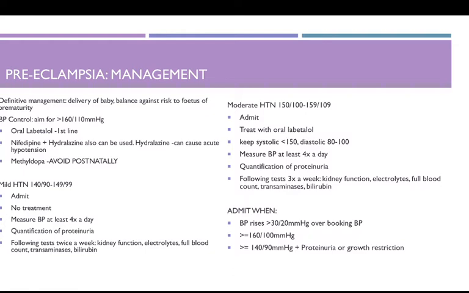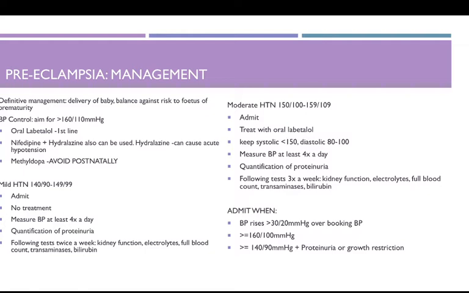So if a patient comes in with mild hypertension, so their blood pressure is between 140 over 90 to 149 over 99, but they have proteinuria greater than 0.3 grams in a 24-hour period, they need to be admitted because they have preeclampsia, and all patients with preeclampsia need to be admitted. They don't need any treatment for their blood pressure. However, their blood pressure needs to be measured at least 4 times a day.